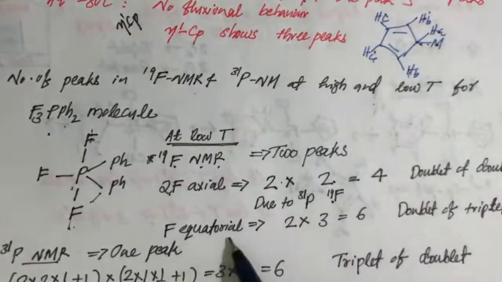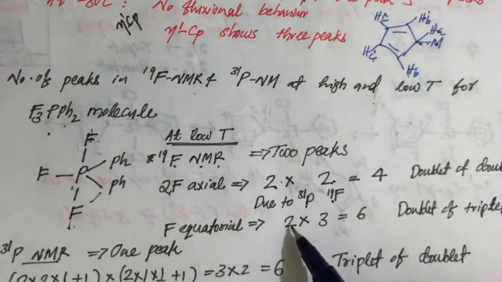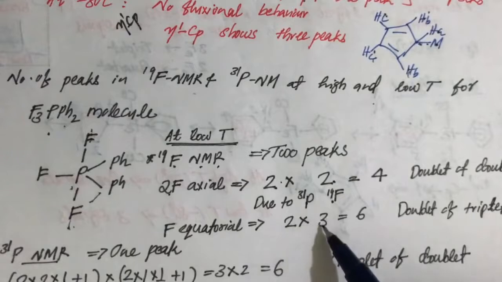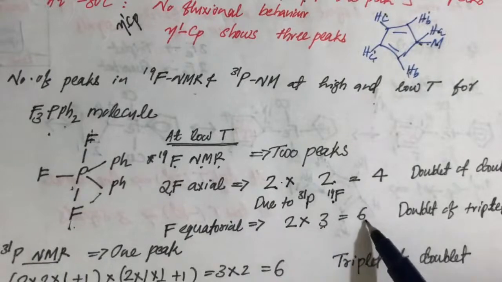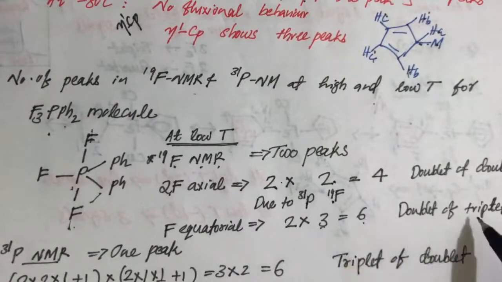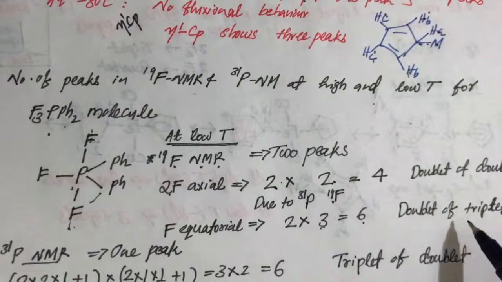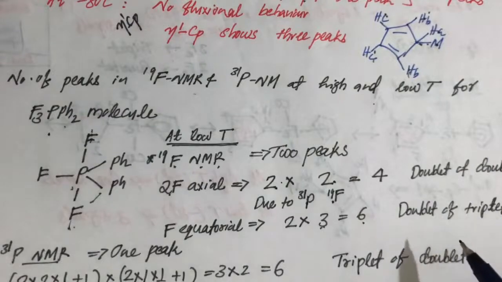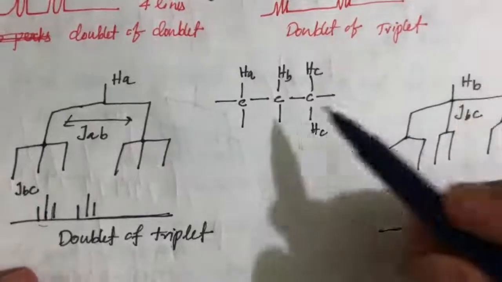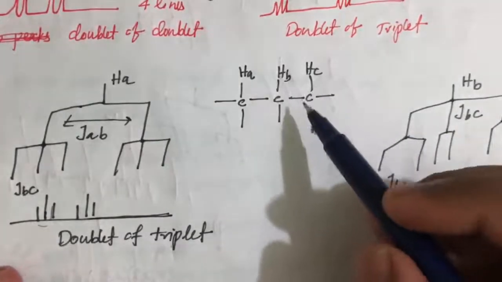That is F equatorial. First it splits into 2 due to phosphorus coupling. Again it is split into 3 due to fluorine coupling, axial fluorine coupling. Totally you can have 6 lines, that is a doublet of triplet. So this splitting pattern I can explain by using a general example. If you have any doubt, I can explain.